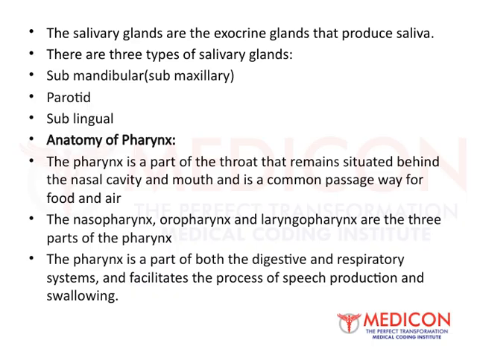Additionally, the pharynx plays an important role in speech production, helping us articulate sounds clearly. So, understanding its anatomy and functions gives us insight into how interconnected our systems truly are, especially when considering the overall process of digestion, respiration, and communication.